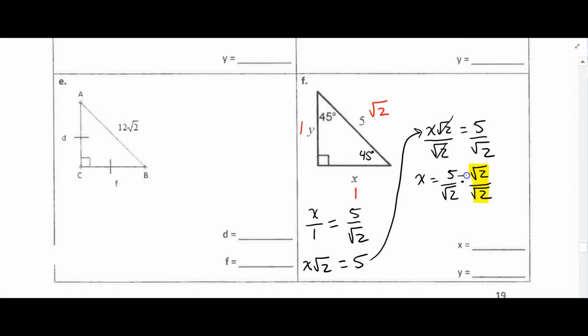Then I'll multiply straight across, so I get 5 times root 2 in the numerator, and then root 2 times root 2, which is root 4, showing all the steps here. And then I get 5 root 2 over the square root of 4. The reason we did this is because 4 is a perfect square number, so the square root of 4 is 2. So I get x is 5 root 2 over 2. Again, x and y are the legs of this right isosceles triangle, so they have to be congruent. So y also has to be 5 root 2 over 2.